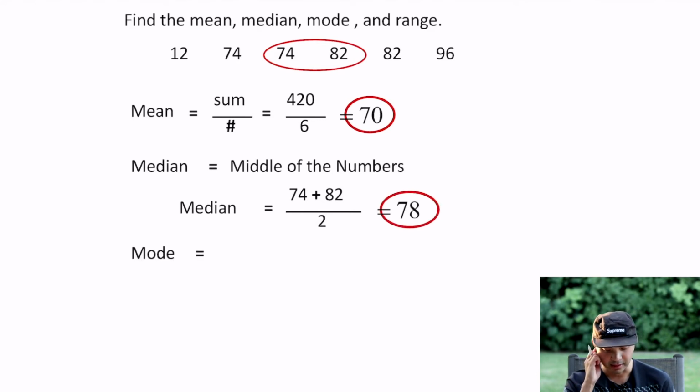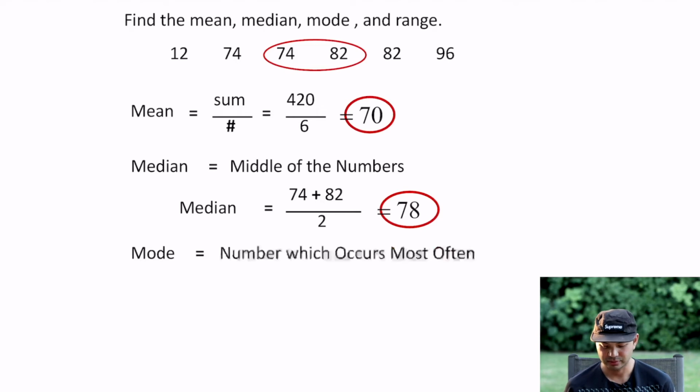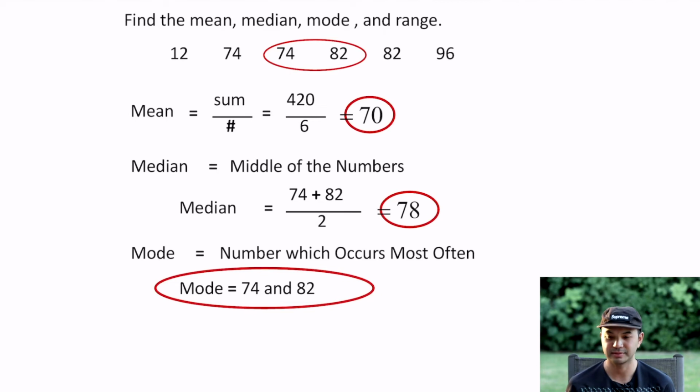Finally, mode. You're looking at that. 74 and 82 show up twice, so you have 2 modes. And then finally the range, you take the highest number, which is 96, subtract the lowest number, which is 12, and you end up with 84.